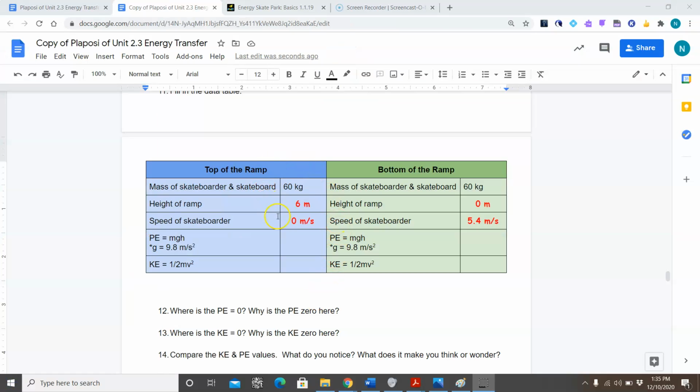Now that we have our table set up, what we're going to do now is calculate the potential energy at the top of the ramp and the potential energy at the bottom of the ramp. We will also calculate the kinetic energy at the top and bottom of the ramp. That's it for this video.